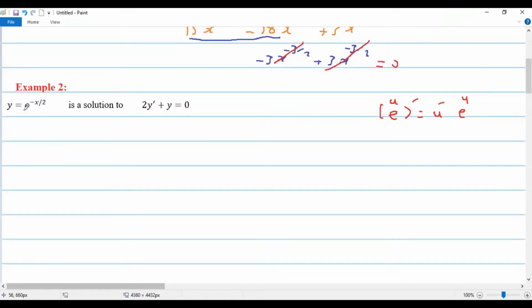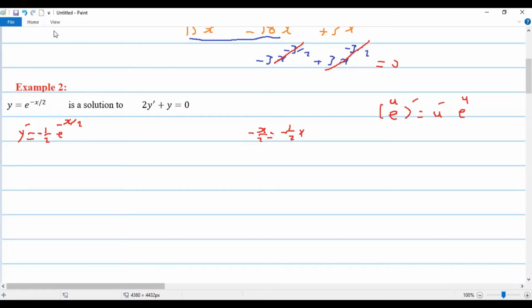Now, here, this is the y. I want to show this is a solution. What is y prime? The y prime equals e to the same power, times the derivative of negative x over 2, which means negative half x. So what is the derivative? 1. And this negative half will be negative times 1, negative half. So it will be negative half e to the power. The derivative of e to the power is the same e multiplied by the derivative of the power, which is negative half.